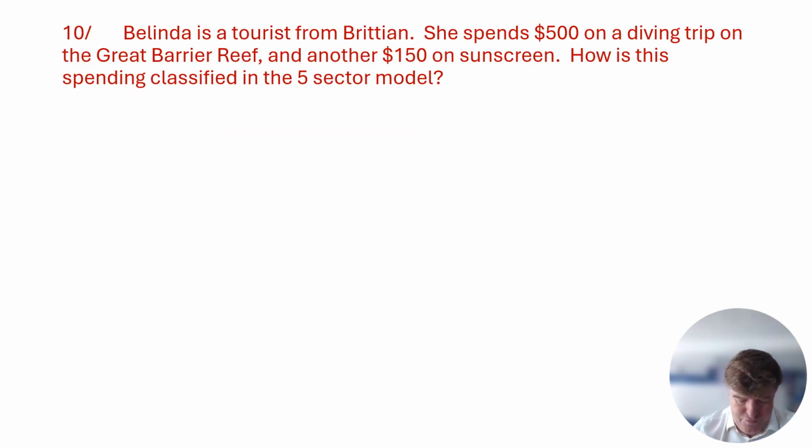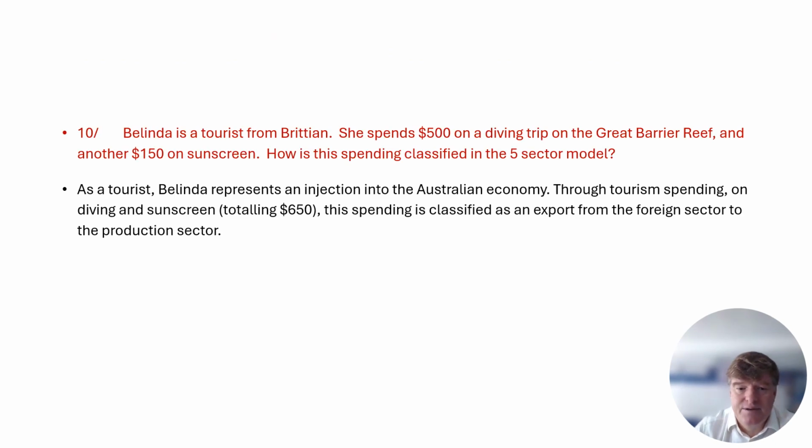Belinda is a tourist from Britain who spends $500 on a diving trip to the Great Barrier Reef, and another $150 on sunscreen. How is the spending classified in the 5-sector model? It's a bit of a tricky one because she's actually in Australia, but as we see when we look at the answer, this is seen as an export because her money has come from overseas. So as a tourist, Belinda represents an injection into the Australian economy. She's spending $650 on diving and sunscreen, and it's an export from the foreign sector to the production sector who are providing those services.